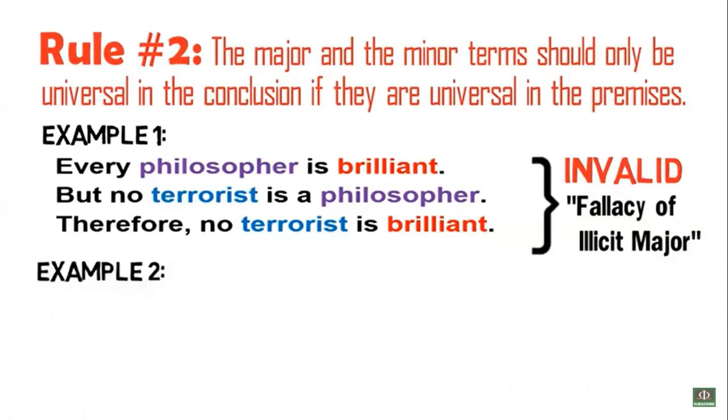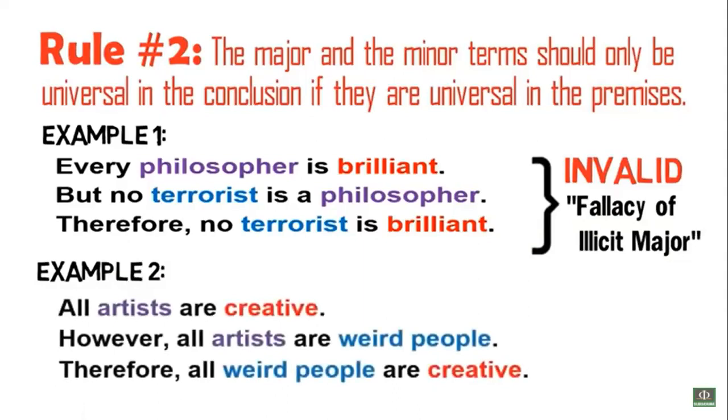Let us consider another example. All artists are creative. However, all artists are weird people. Therefore, all weird people are creative. Because the major term "creative" in the conclusion is particular, as it is a predicate term of an affirmative proposition, then it does not violate rule number 2, because the rule is not applicable here.